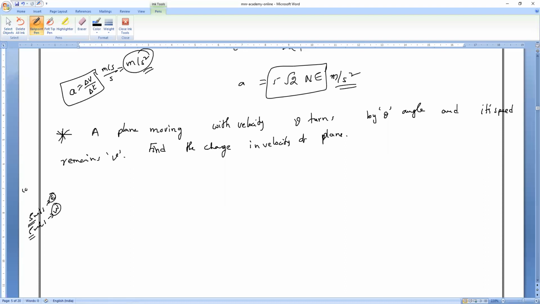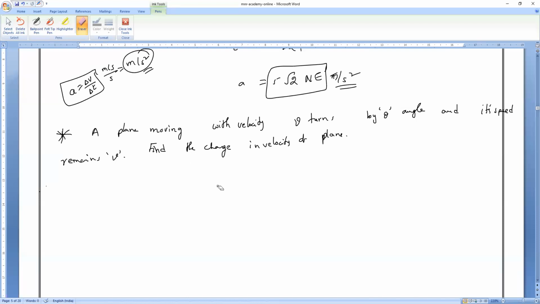Suppose I say 10 meter per second towards the east, and 10 meter per second towards the west. Now, which is constant? Magnitude is constant, but direction is not constant. So they are not called the same vectors. Understand? That is what you have to remember.